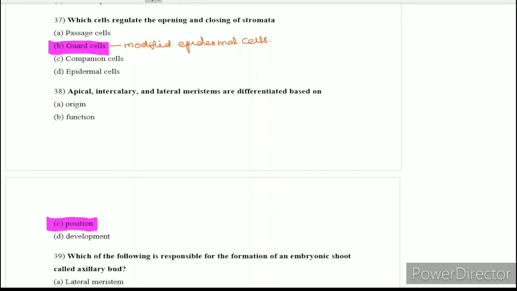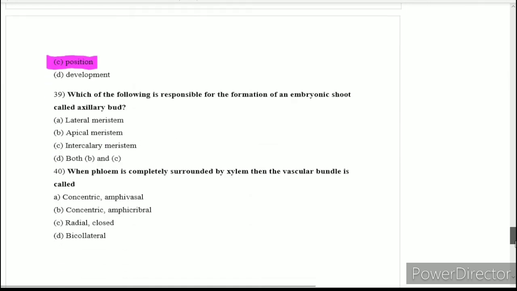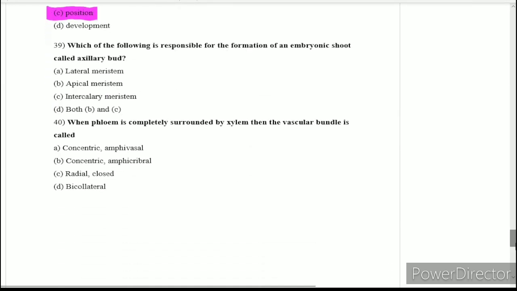Next one, which of the following is responsible for the formation of an embryonic shoot called axillary bud? Option A, lateral meristem. Option B, apical meristem. Option C, intercalary meristem. And option D is both B and C. So the correct answer for this is apical meristem.